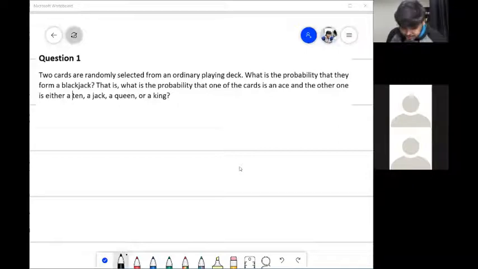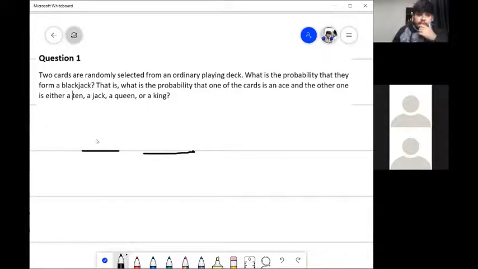Okay, perfect. So I'll start now. I'll give you guys 10 seconds to read the question, because so will I. The card is an ace and the other one. Okay, so what they're trying to say essentially is that you get two cards. One of them will be an ace and the other one will be either a 10, a jack, a queen, or a king. So what is the probability of you getting these cards?